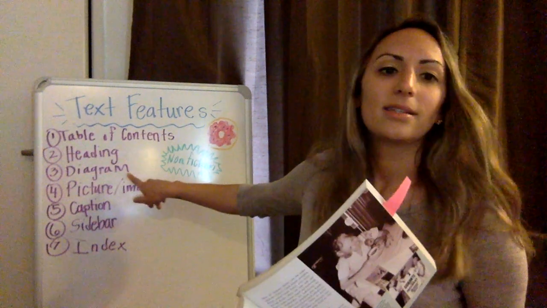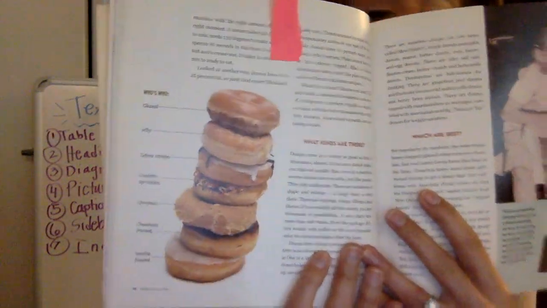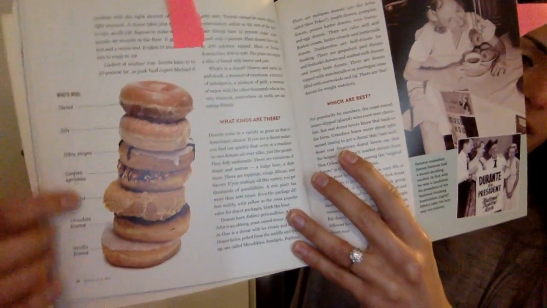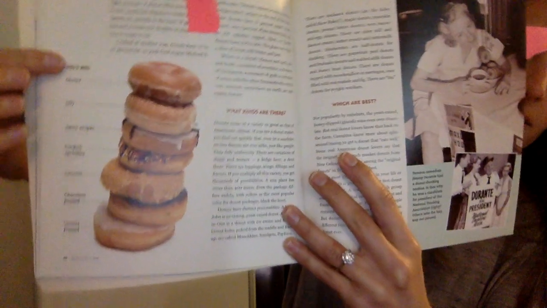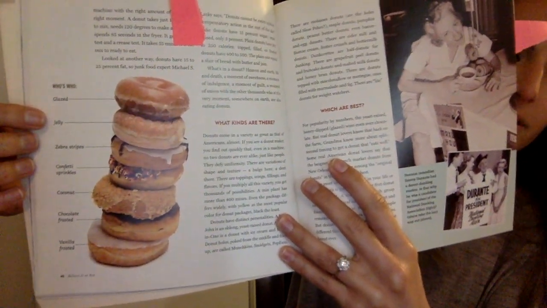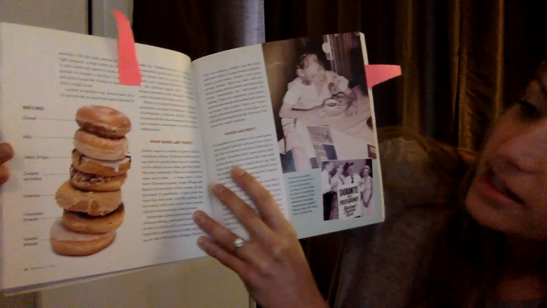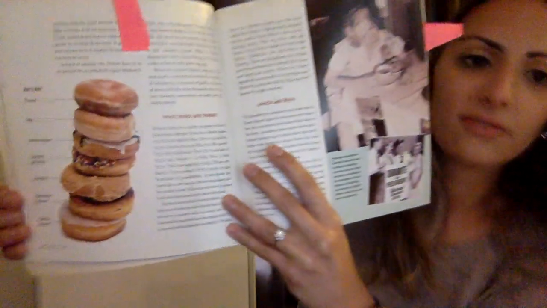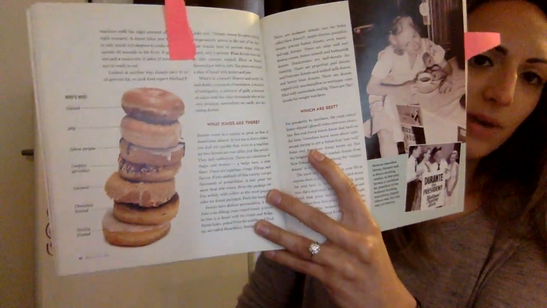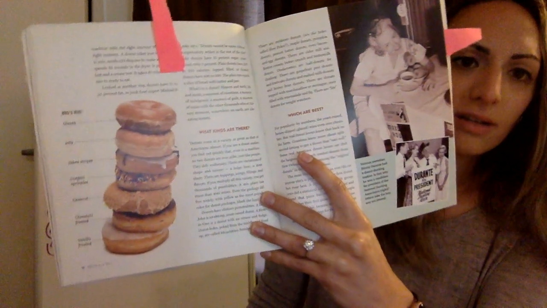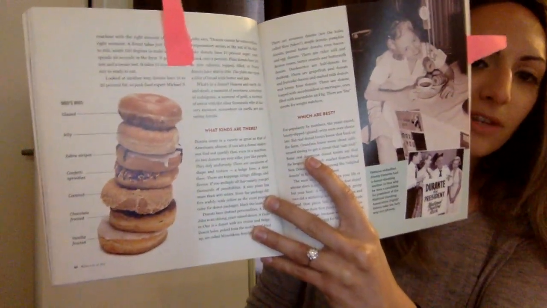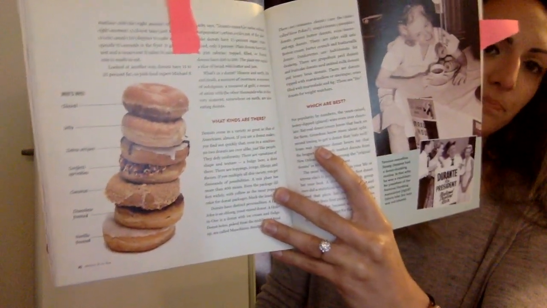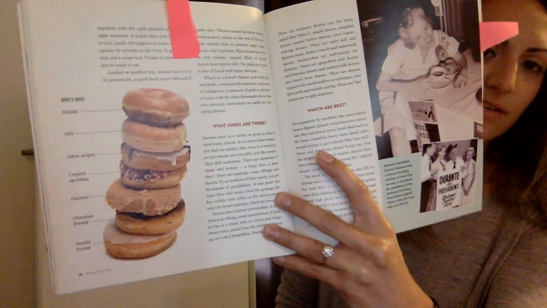So the next one is diagram. We see a fun little diagram on this page, and the donuts are being defined on the side, and it's called Who's Who. So it's a fun diagram talking about the different types. So there's glazed, there's jelly, there's zebra stripes, confetti sprinkles, coconut, chocolate frosted, and vanilla frosted. So we can use diagrams to help organize information, to show facts, to show different types of things. So a diagram is just used to categorize and organize information and to put pictures and facts together.